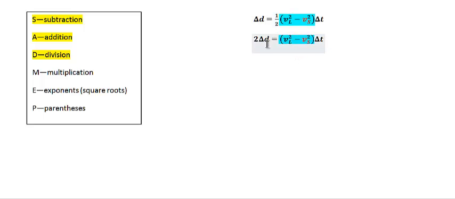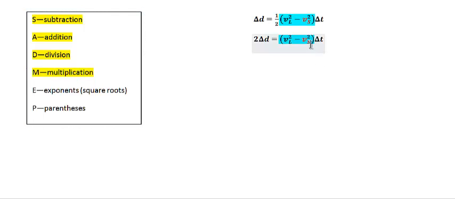The left side becomes 2 times delta d. Could have put parentheses around that, but really don't need to. And on the right side, the 1/2 times the 2 we multiplied it by makes it go away. So we're left with just this. And we're done with that step, the division step. Now what about the multiplication step?